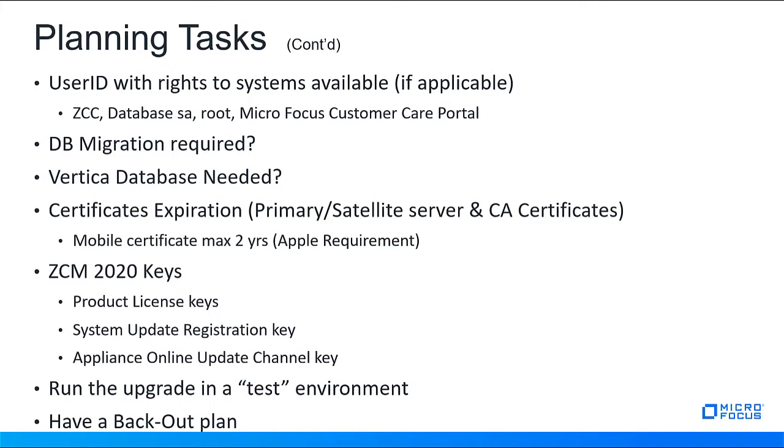ZCM 2020 keys: product license keys, system update registration keys, and if you have an appliance, because of the Vertica database, the appliance online update channel key. Make sure you have those things available during the upgrade so you're not held up. Also, run the upgrade in a test environment, and most of all, have a backup plan.